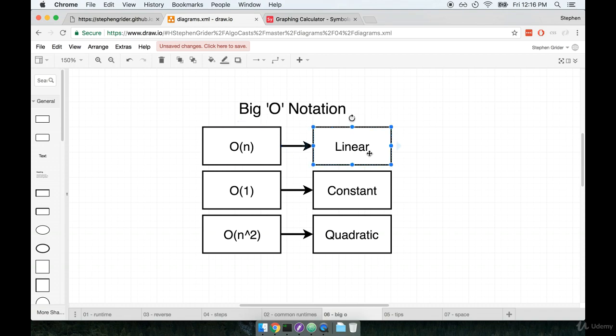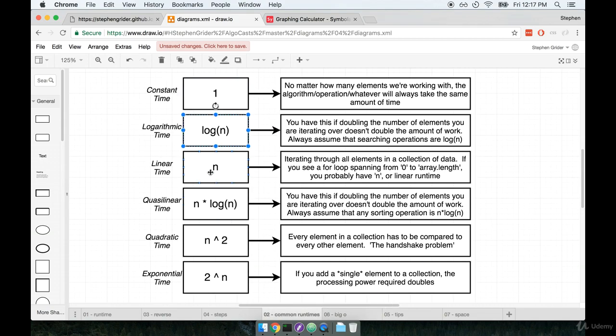So for example, linear runtime could be indicated by writing O, and it's called big O because it's literally a big O, of n. So if you see O of n like this, that indicates linear runtime. O of 1 would be constant, O of n squared would be quadratic. So essentially, when you start seeing these big O's with some kind of little equation inside of it, we're really still talking about these different runtimes over here.